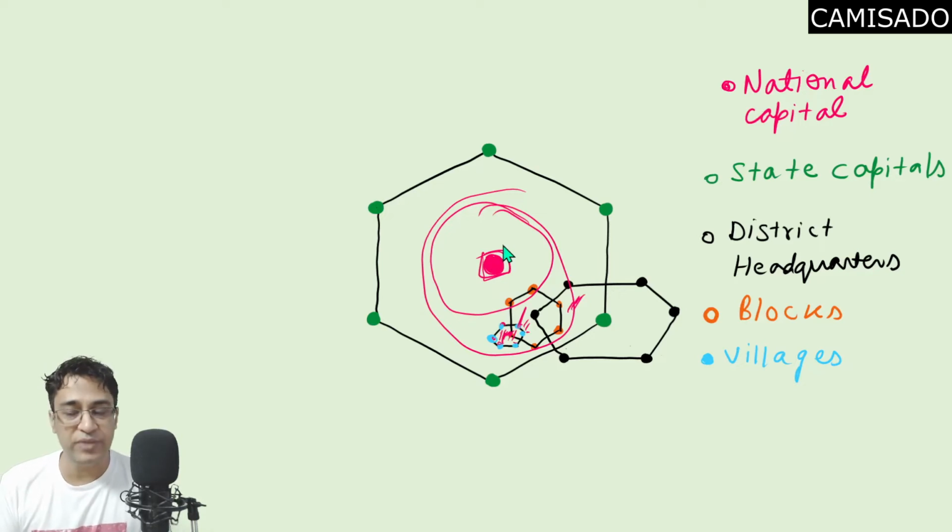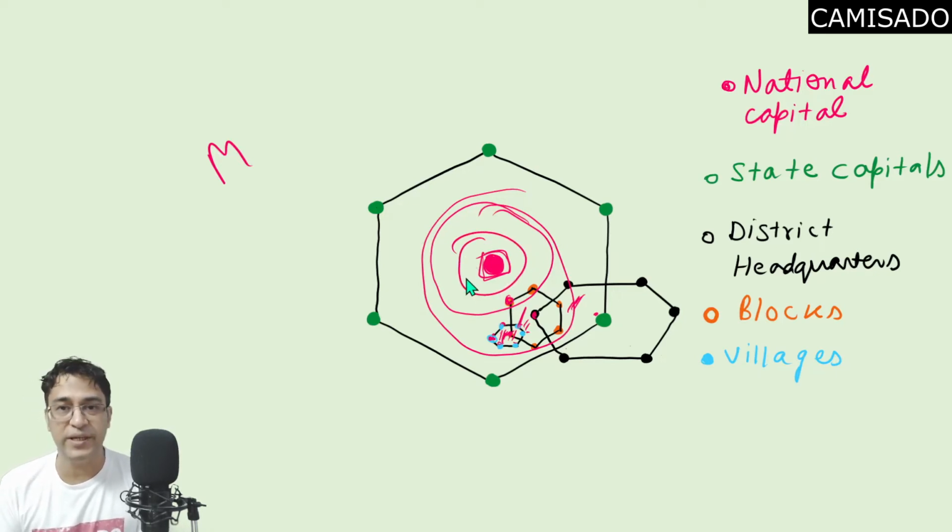The advantage of this is that the lower order services that are available in the lower order settlements, for example the services that are available in villages, for example if milk is available in the villages, it is also available in the blocks, and it is also available in the district headquarters, and it is also available in the states. So it means that the functions of the lower order settlements should also be available within the higher order settlement. So this is the nesting pattern.